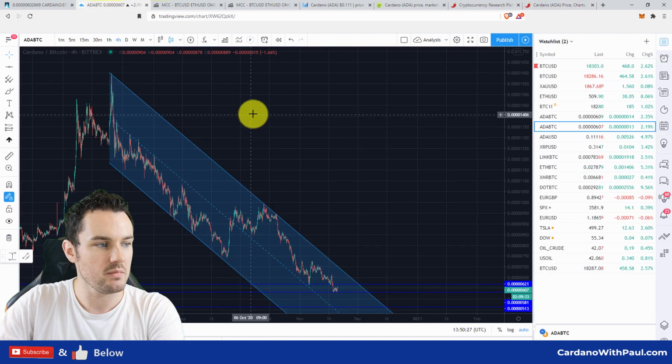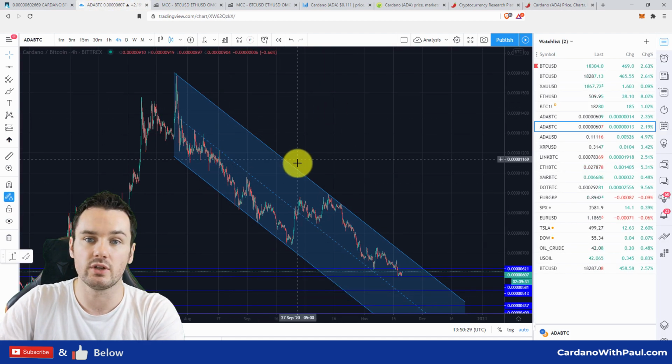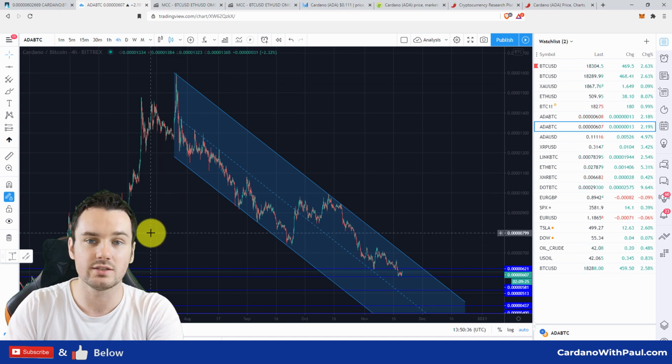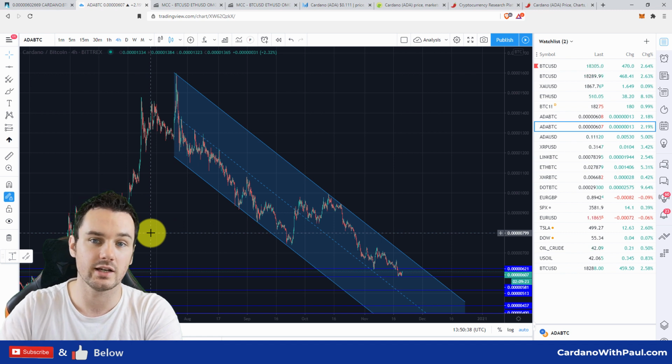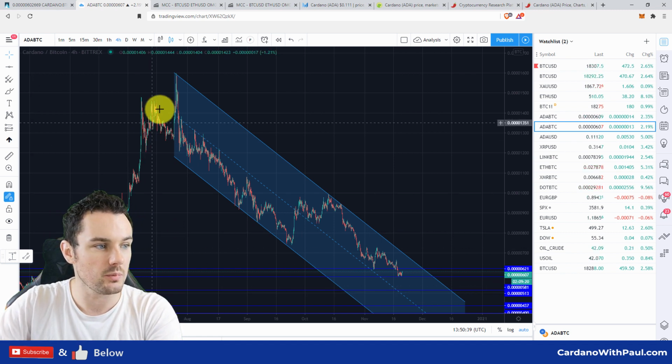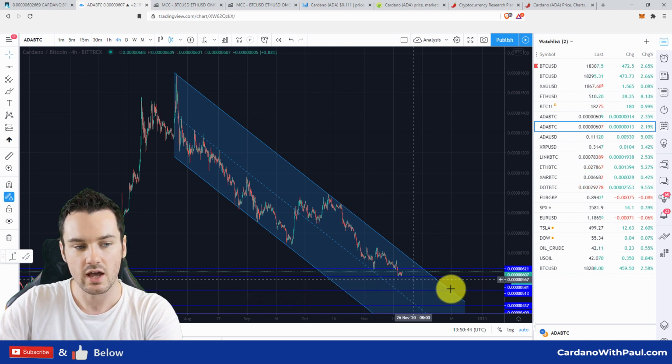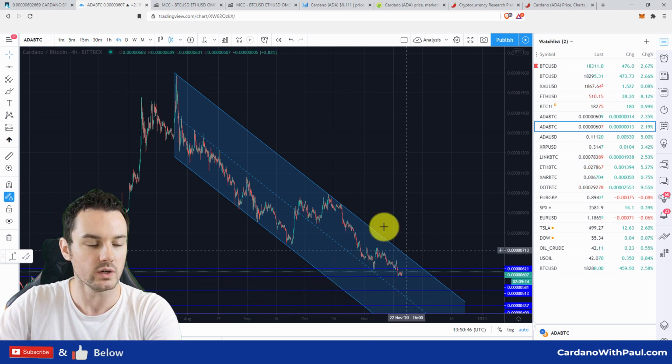So this is my main chart that I look at for the ADA price. You'll see this is ADA against Bitcoin, so this is how many Satoshis one ADA is worth. We had a huge run up earlier in the year and now we are stuck in a fairly heavy downtrend. And I will talk about the levels down below in a second.